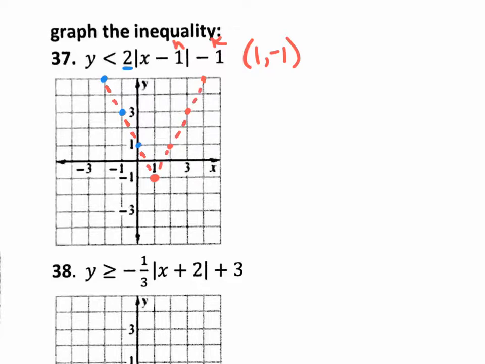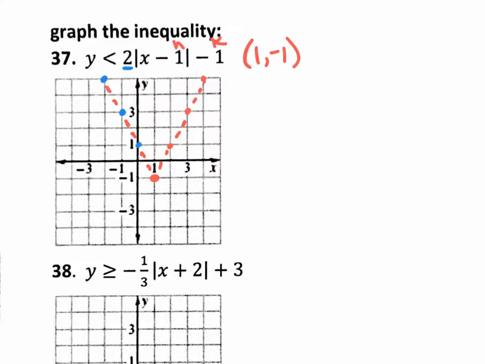And because it's an inequality, we also need a shade. We're either going to shade in one side or the other side. Now, if it were a line, it'd be one side or the other side. But right here, it's like a V. So it's either going to shade in the inside of the V or the outside of the V. And the way to do that is to test a point.